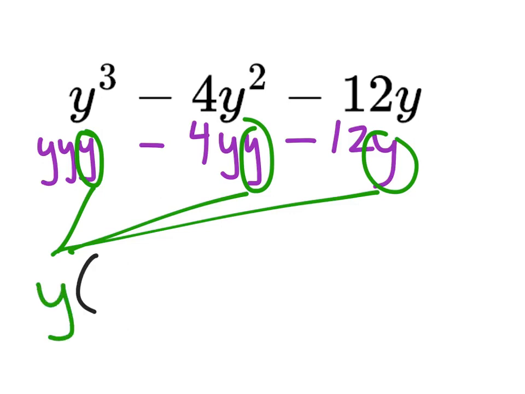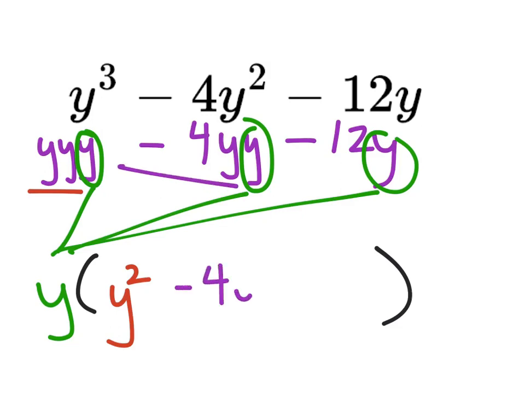And then whatever's left inside the parentheses is whatever was left over from the three terms, such as these two y's from the first term. y times y is y to the power of 2. We also have this negative 4y from the second term, so it just stays negative 4y. And then our third term here, negative 12.